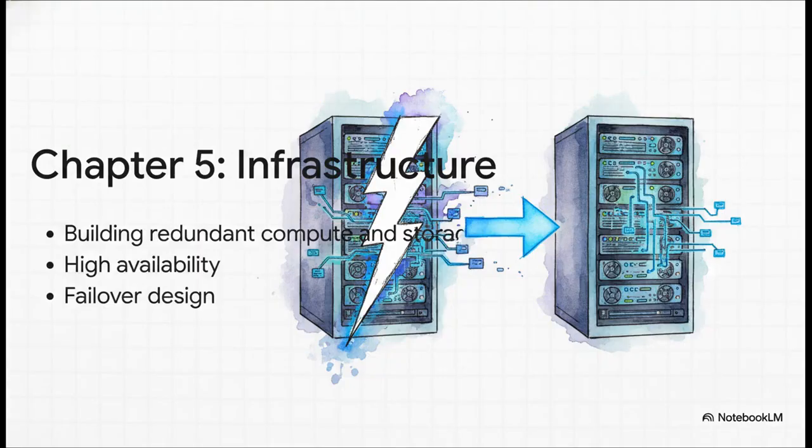From data, we moved on to the hardware, the metal. Chapter 5 was all about designing an infrastructure that just expects failure. The core idea here was building resilience in from day one, using high availability clusters and automated failover, making sure that one single hardware failure doesn't spiral into a full-blown business outage.